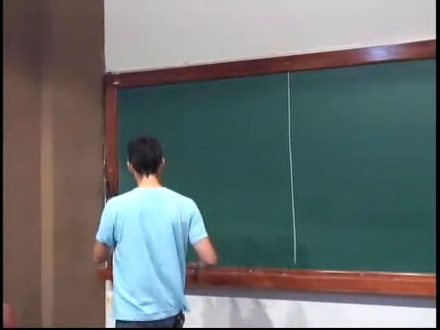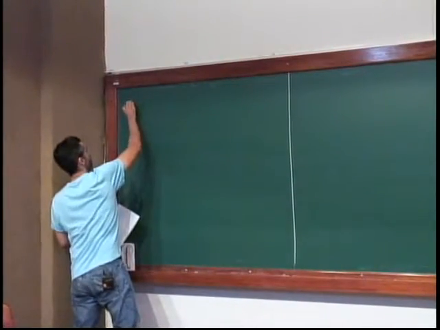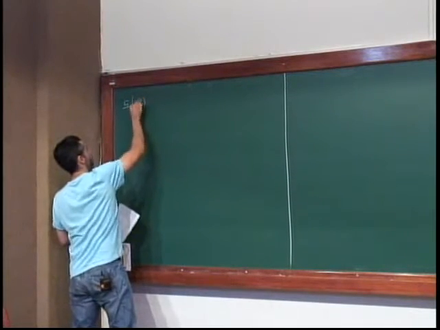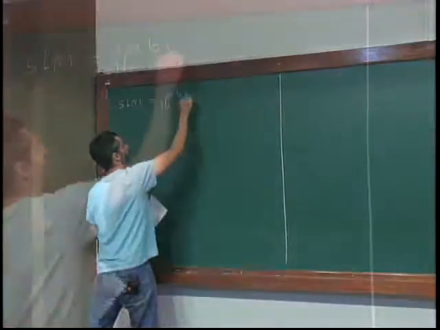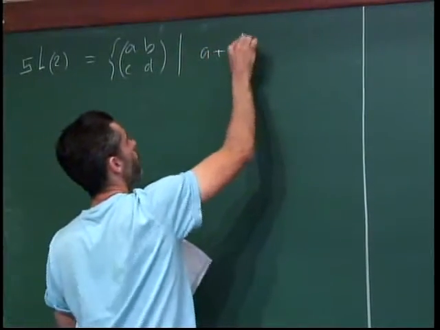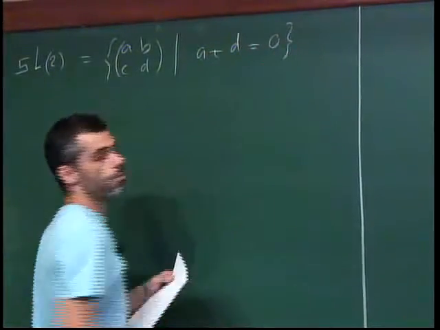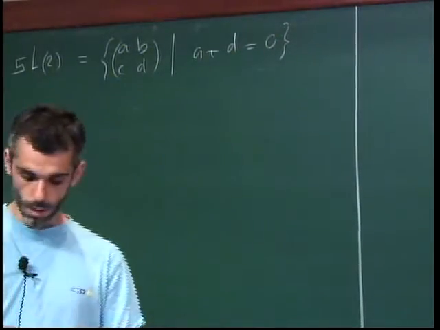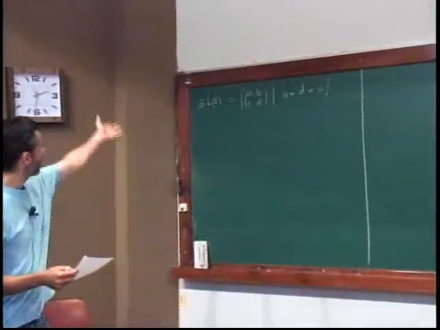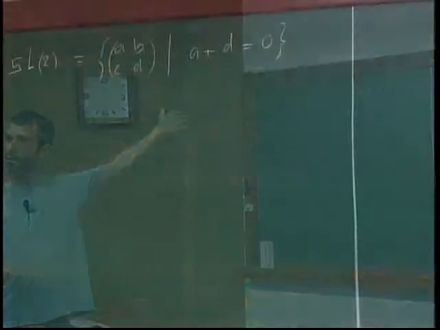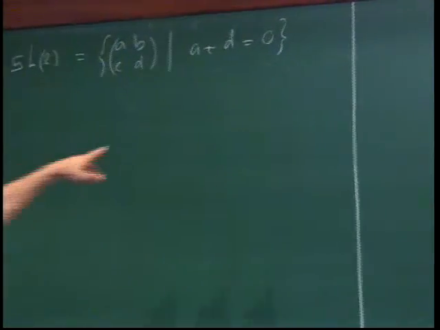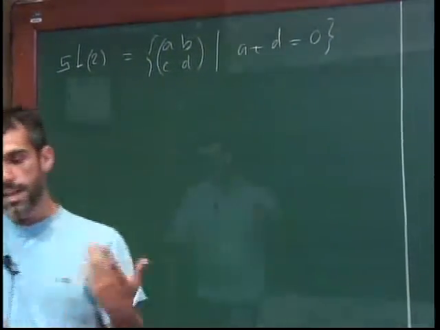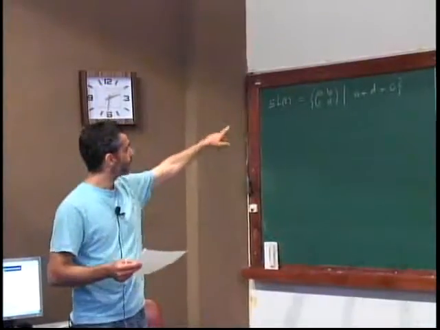The first example is the Lie algebra SL2, which is the set of 2 by 2 matrices whose trace is 0. And that's a description of the Lie algebra. The Lie bracket is given by A bracket B is AB minus BA, and you can check that the trace condition is preserved. But that's not really the way I want to think about it.